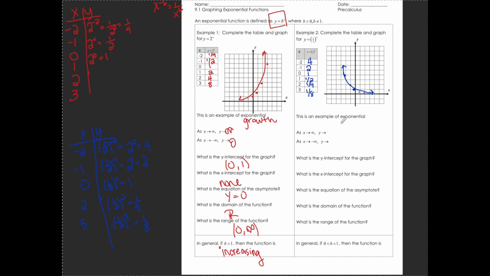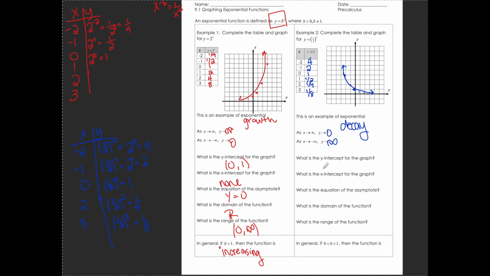This example is an example of exponential decay. We say this is exponential decay because this function is decreasing as x approaches positive infinity. So as x approaches infinity, y is approaching 0. And as x approaches negative infinity, y approaches positive infinity.